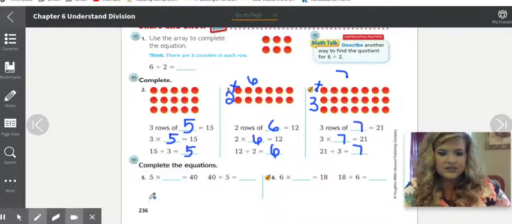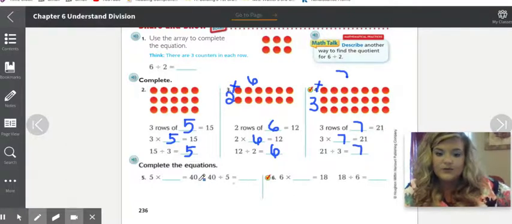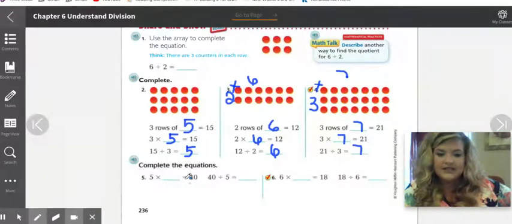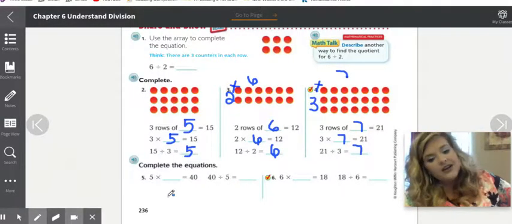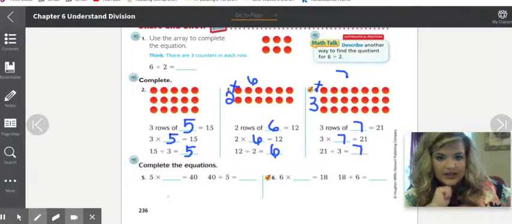So let's look at number 5. I have 5 times blank equals 40, which also would be 40 divided by 5 equals that same blank, okay? They kept the 5 the same, so I know that missing number is also going to be the same, okay? So if I don't know what 40 divided by 5 is, then I can also think of multiplication. 5 times what equals 40?